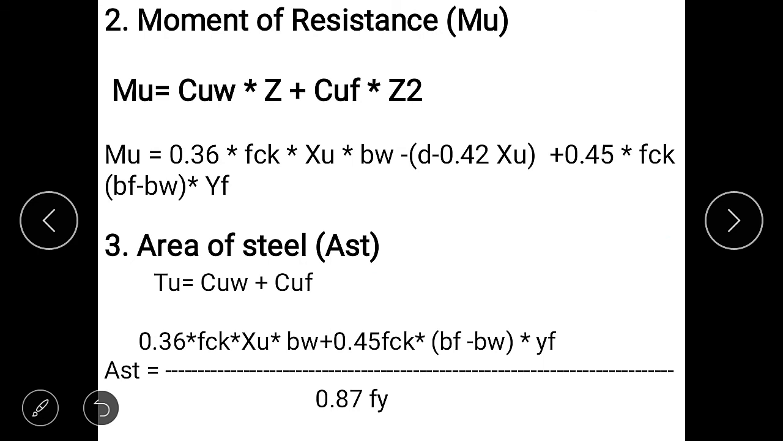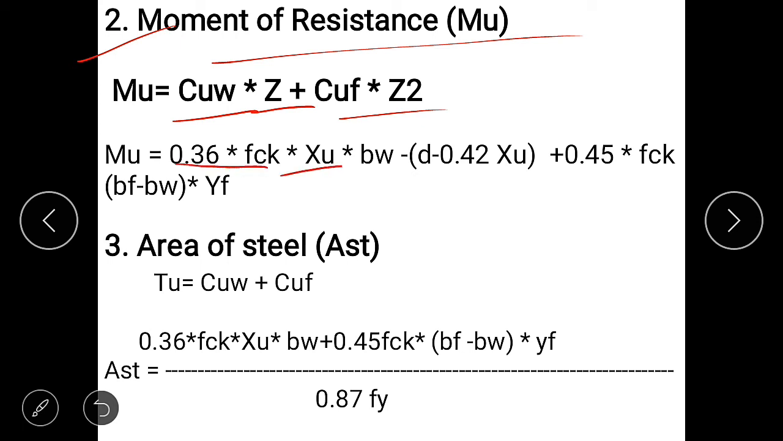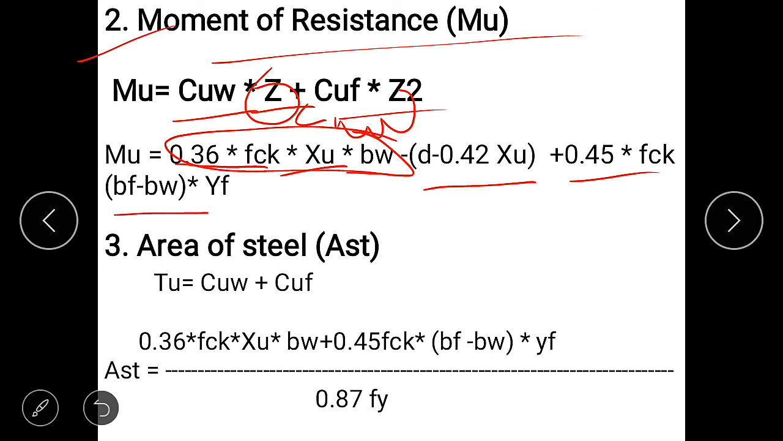Next we have to calculate the moment of resistance. The formula is Cuw into Z plus Cuf into Z2. For Cuw, you know the formula, 0.36 fck into Xu into bw. You know the formula for Z. Z is the lever arm, the formula is d minus 0.42 Xu. Plus the formula for Cuf is 0.45 fck into (bf minus bw) into yf. This is the formula to calculate Mu.